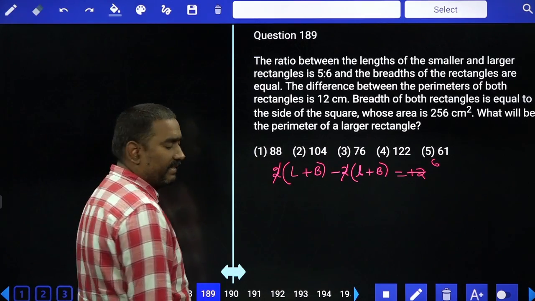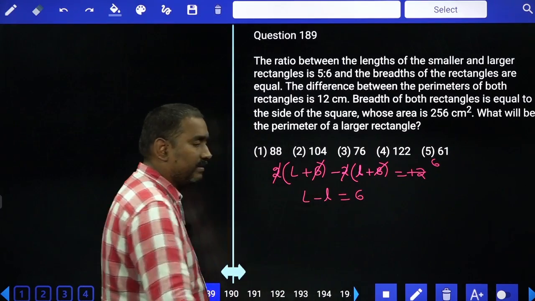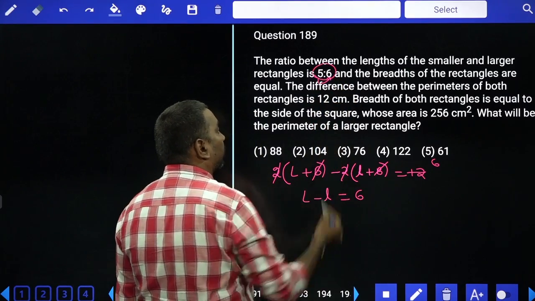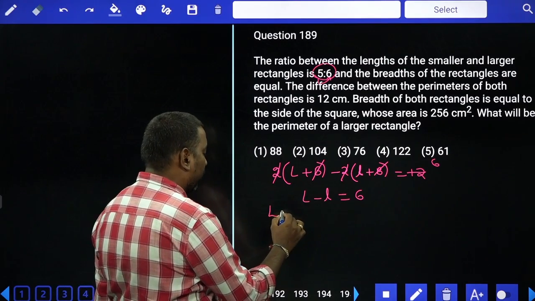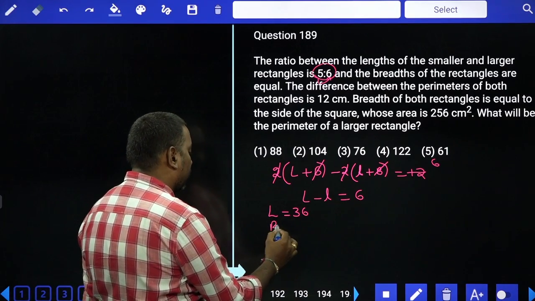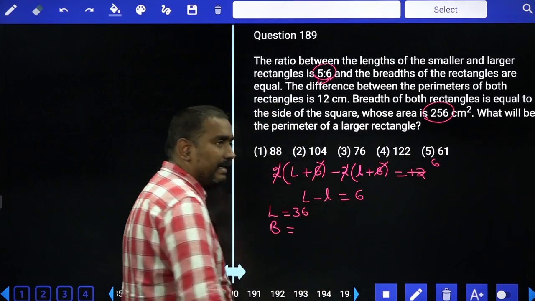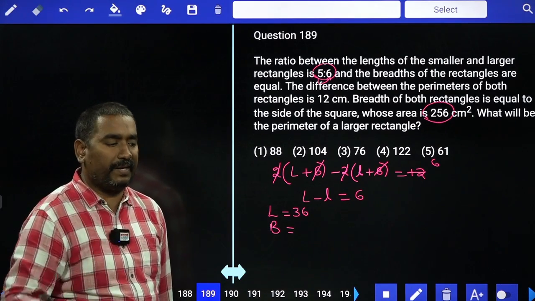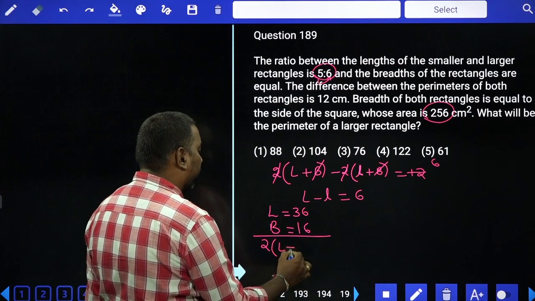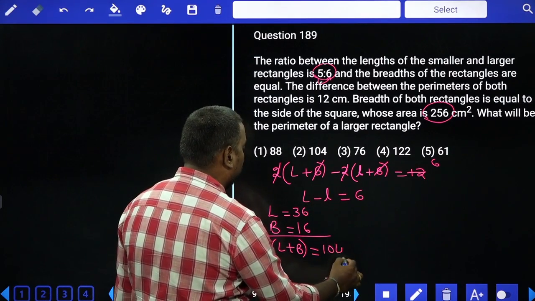On this side the breadths of both rectangles are the same, so B and B cancel. So the difference between the larger rectangle length and the smaller rectangle length is 6 centimeters, which are in the ratio of 5:6. Difference is 1 part. 1 part value is 6, so the larger rectangle length is 6 parts, 6 sixes are 36. The breadth equals the side of a square whose area is 256. Side of the square is 16, which is equal to the breadth. Perimeter of the larger rectangle means 2 of L plus B. 36 plus 16 is 52. 52 times 2 is 104, our answer.